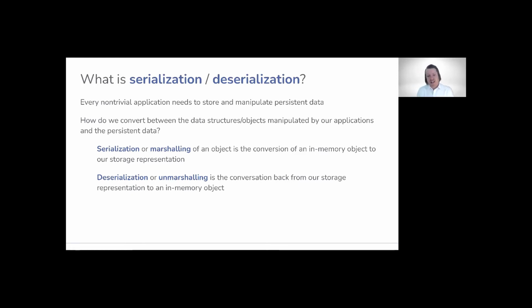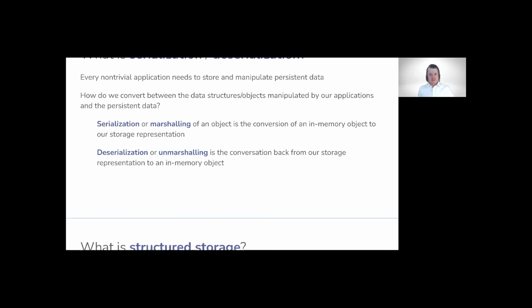Well, serialization, or marshaling, of an object is going to be the conversion of an in-memory object to our storage representation. And we'll see here that there are many different ways that we can represent the objects that we have in memory in the file system. Plain text files will be one, binary files another, and then we'll eventually get into databases. Deserialization, or unmarshalling, is the conversion back from that storage representation to an in-memory object that we're able to interact with within our application.